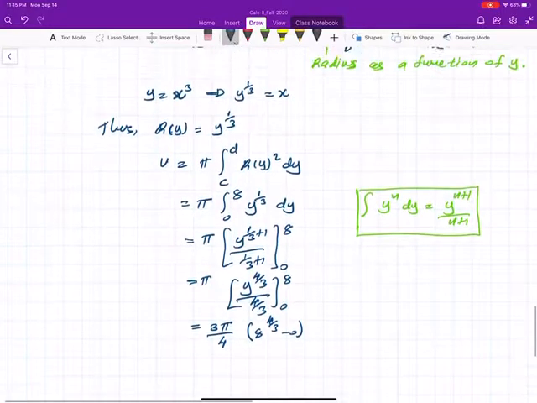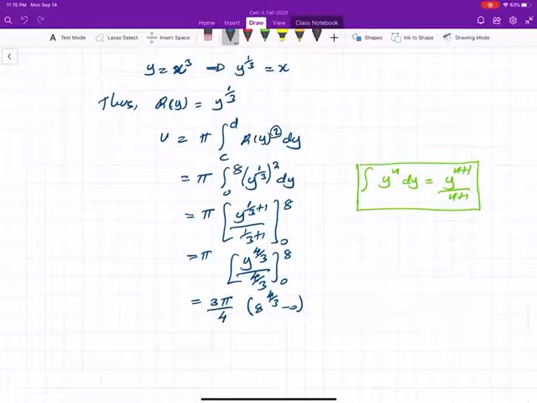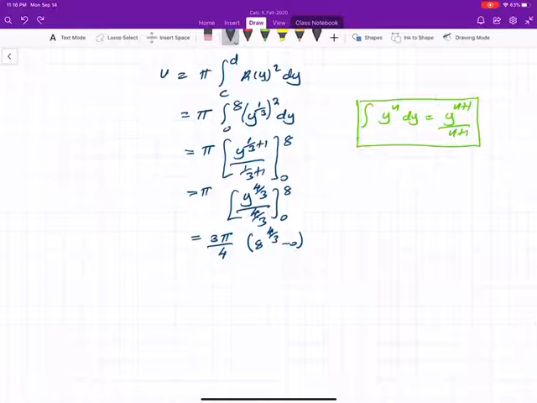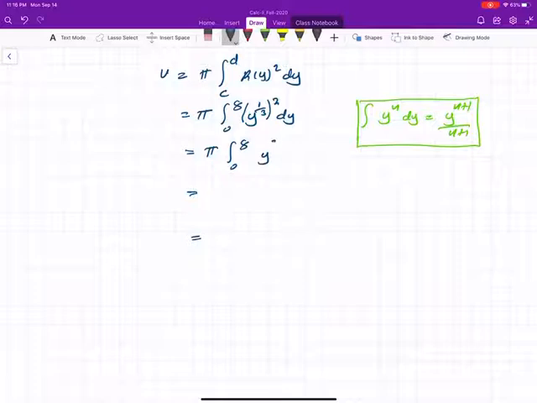I made a small mistake here. Actually, this should be the radius squared. I just dropped the square. It's my bad. So this should be raised to the power 2, because this 2 is right here. I forgot that. I'm sorry about that. Then this is to be raised to the power 2. Let me delete everything from here. And then this should be pi, 0 to 8, y to the power 2 over 3 dy.